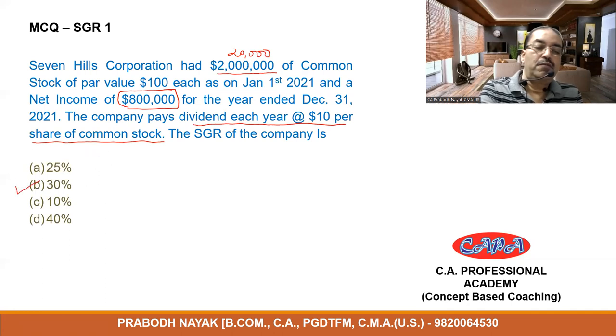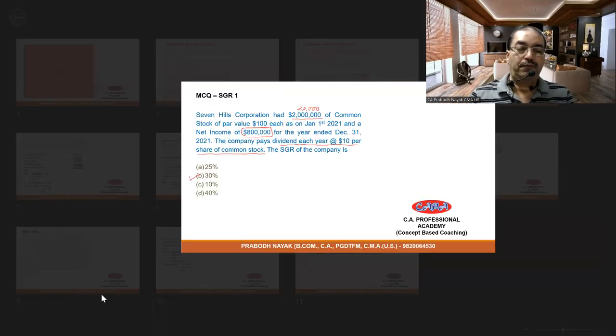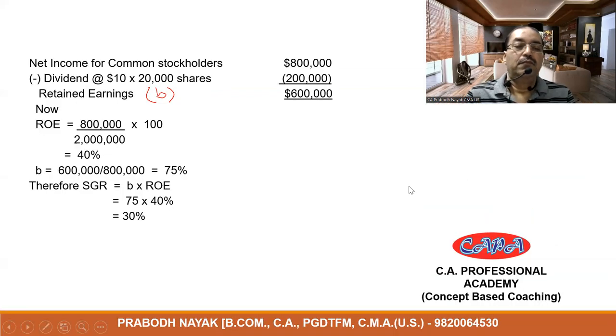So it is option B, 30%. Here the DPR was not given and not required. You just have to know how much you are paying and how much is balance. DPR is not of concern, balance is of concern. So we have to calculate the balance ratio, the retention ratio.